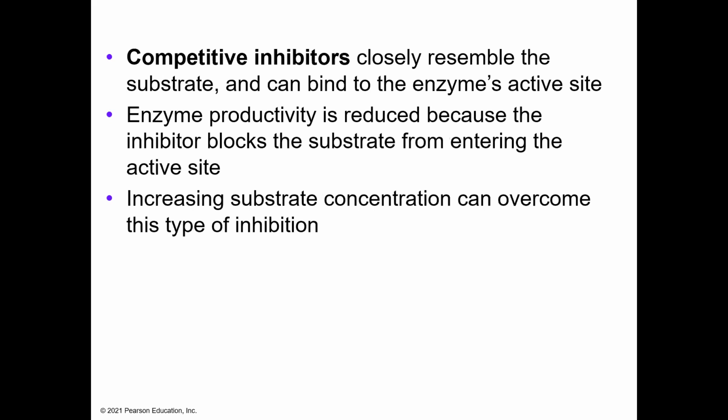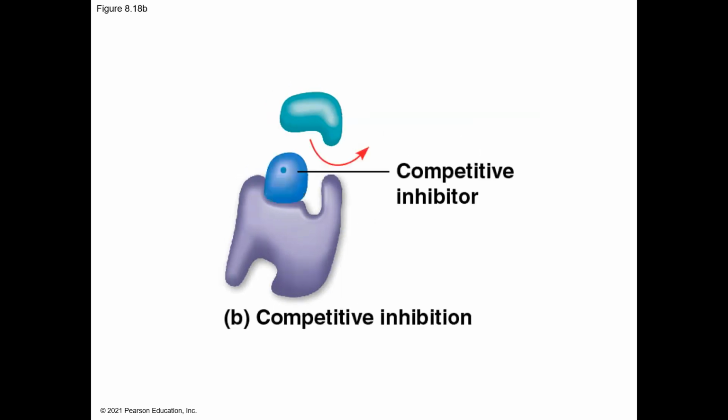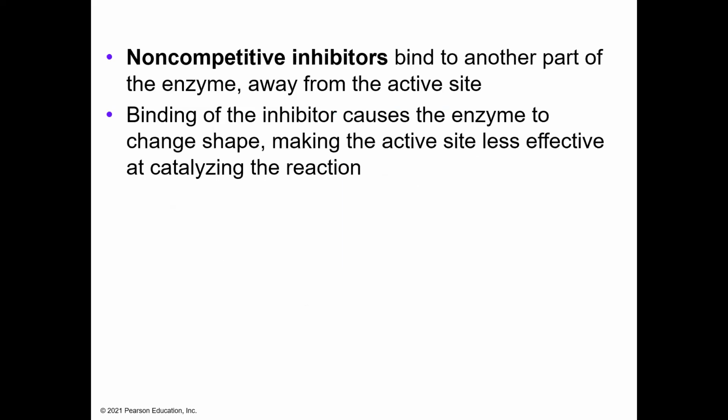So there are competitive inhibitors that closely resemble the substrate and can bind to the enzyme's active site. The enzyme productivity is reduced because the inhibitor blocks the substrate from entering the active site. Increasing substrate concentration can overcome this type of inhibition. And so this is showing you a normal binding where the substrate will bind to the active site of the enzyme, but then you can have a competitor come along and prevent the substrate from binding, stopping the enzyme activity.